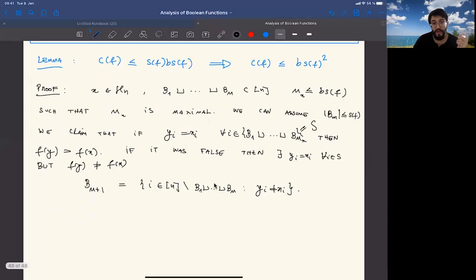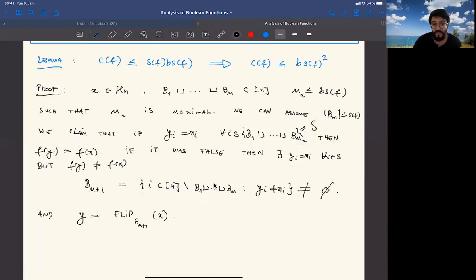Okay, so fix that y, and then define this block. Of course, this is non-empty, because if it was empty, it would mean that y_i is equal to x_i not only inside S but also outside, and then it would have to have the same value, but it has not. So this is non-empty, and y equals x with b_{m+1} flipped, because that's the definition: inside these blocks y is equal to x, and outside I just took all the elements that could be different.